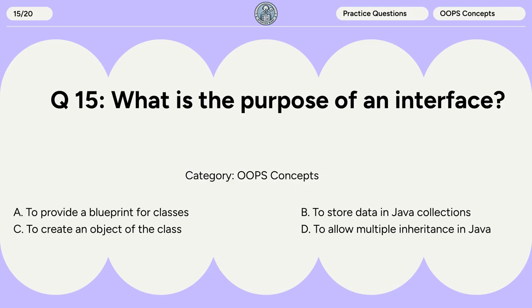Question 15. What is the purpose of an interface? A. To provide a blueprint for classes. B. To store data in Java collections. C. To create an object of the class. D. To allow multiple inheritance in Java.